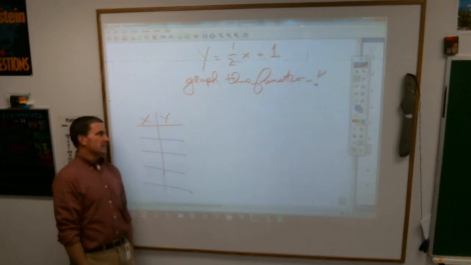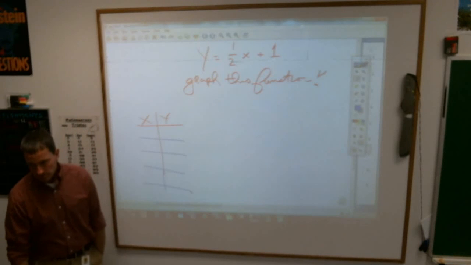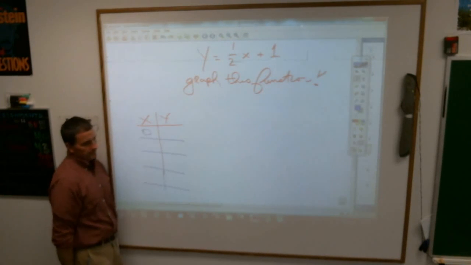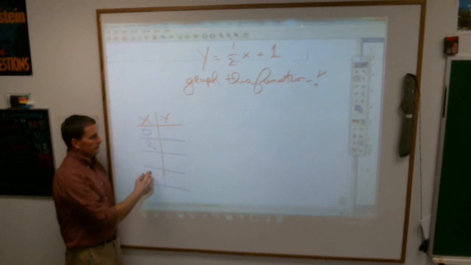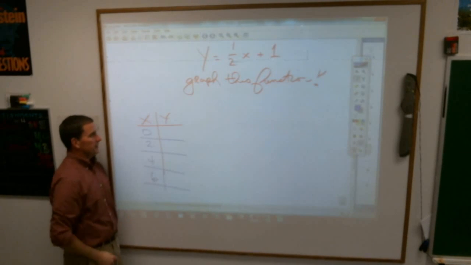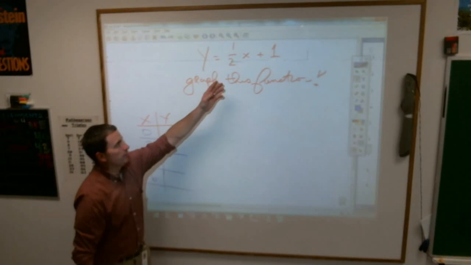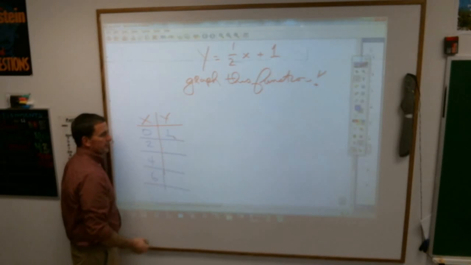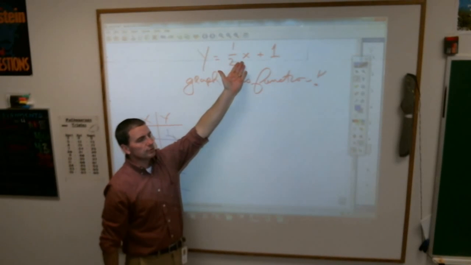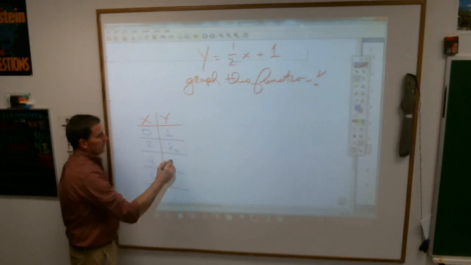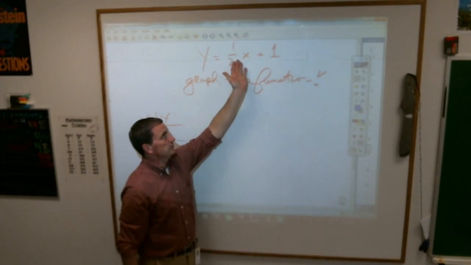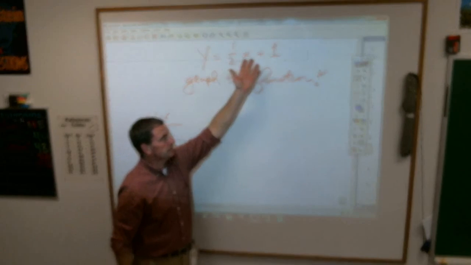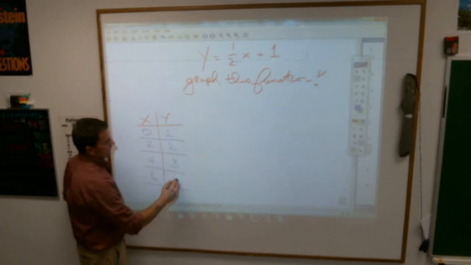Danny Baumgartner, what x values did you pick? Give me your x values. 0 was my favorite, yep. 2, 4, 6, that's not bad choices. If I put 0 in for x, 1/2 times 0 is 0, 0 plus 1 is 1, I get 1 for y. If I put 2 in for x, half of 2 is 1, 1 plus 1 is 2. If I put 4 in for x, half of 4 is 2, 2 plus 1 is 3. If I put 6 in for x, half of 6 is 3, 3 plus 1 is 4.